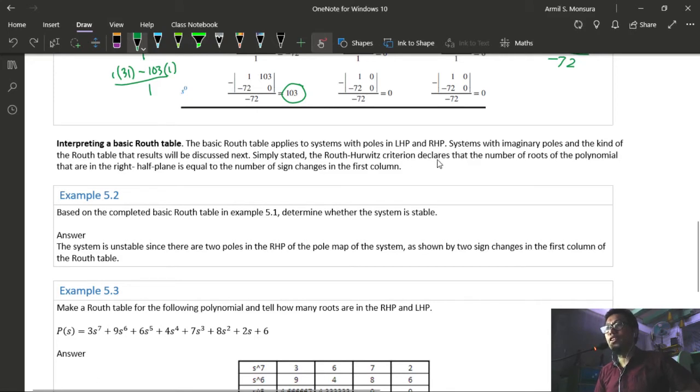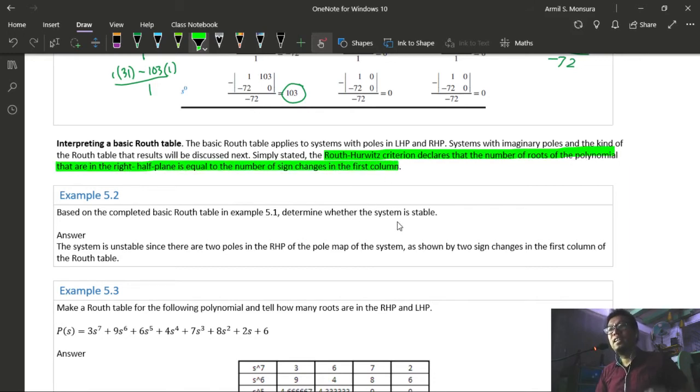the Routh-Hurwitz criterion declares, ito yung Routh-Hurwitz criterion talaga. The Routh-Hurwitz criterion declares that the number of roots of the polynomial that are in the right half plane is equal to the number of sign changes in the first column. Okay. Again, the number of roots of the polynomial that are in the right half plane is equal to the number of sign changes in the first column.